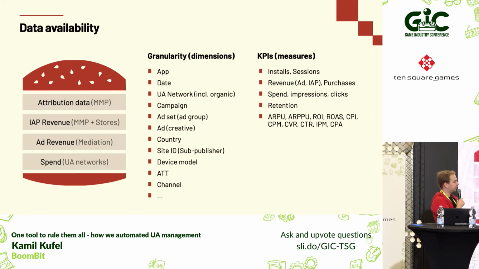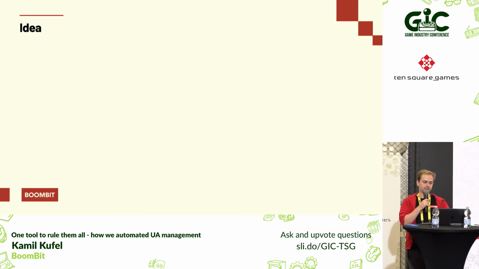When it comes to the data needed for analyzing user acquisition performance for mobile games, there are basically four types of data. The attribution data from the MMP, so we need to know the source of users, is it Facebook, Google, which campaign, and perfect if we know the creative. Whatever is available, we need to have in our BI. We need proper in-app revenue, proper ad revenue, and of course spend data. We collected all of it by connecting the APIs.